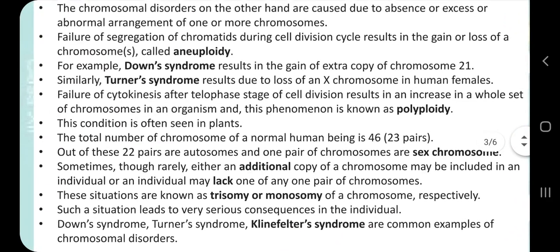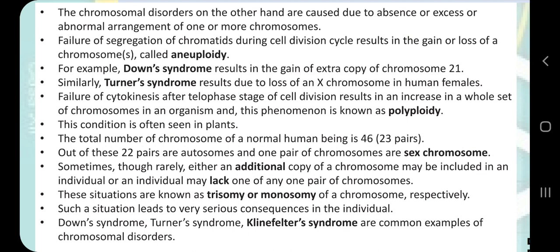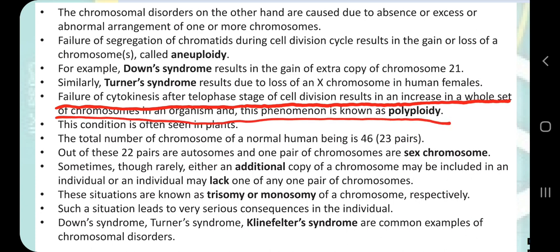Now let's consider again this statement, because this is really very important. The statement number 5: failure of cytokinesis after telophase stage of cell division results in increase of whole set of chromosomes. See, if you want to understand this statement, you need to recall meiosis seriously. In meiosis, there is separation of chromosomal pairs during meiosis 1. Why? Because in meiosis 1, the subphase metaphase 1 includes chromosomal pairs arranged on the equatorial plate, not chromosomes as in mitosis.